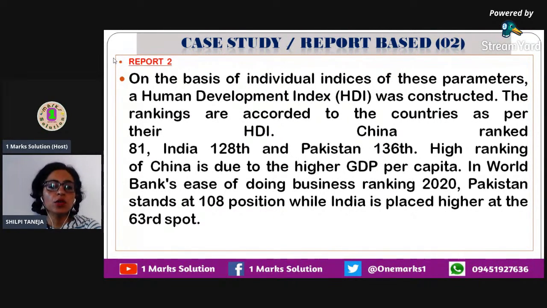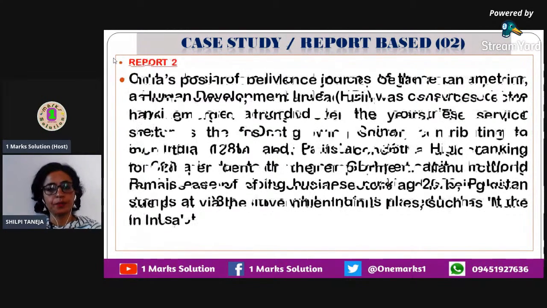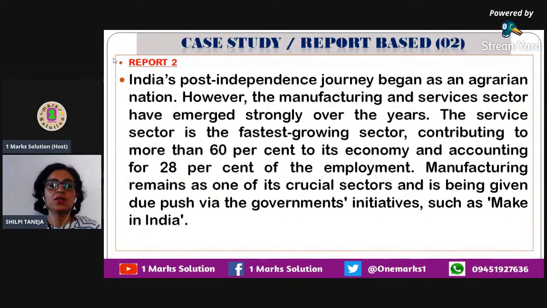In World Bank's Ease of Doing Business ranking 2020, Pakistan stands at 108th position while India is placed higher at 63rd spot, right? India's post-independence journey began as an agrarian nation. Earlier we were having the population which was depending upon agriculture for their livelihoods. So post-independence we had begun with the agrarian nation. However, the manufacturing and services sectors have emerged strongly over the years. The service sector is the fastest growing sector in India, contributing to more than 60% of its economy and accounting for 28% of the employment.